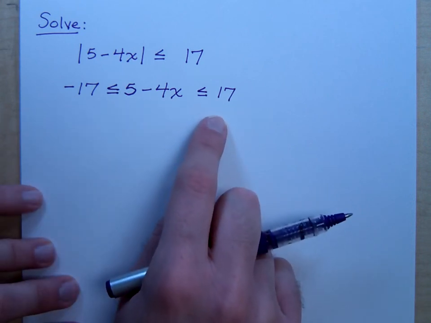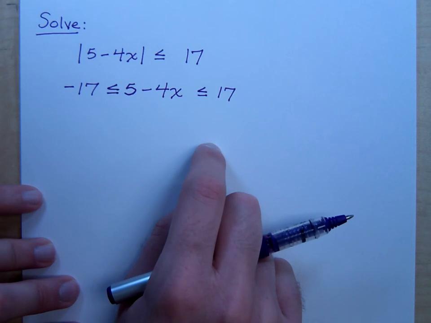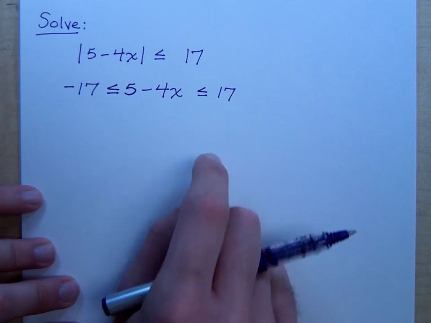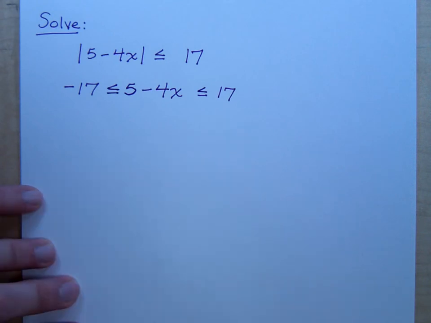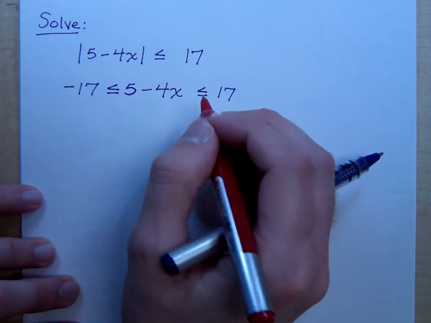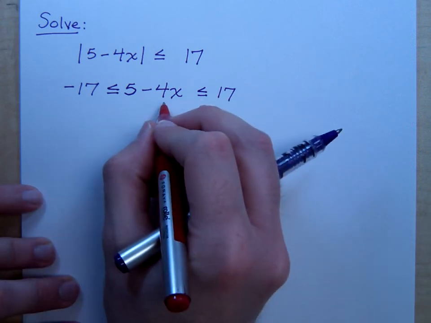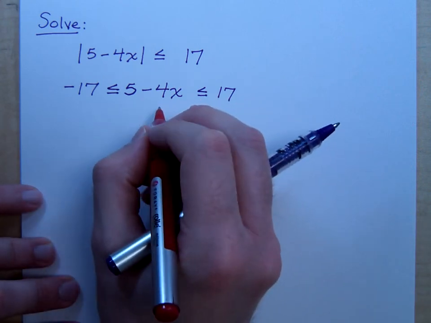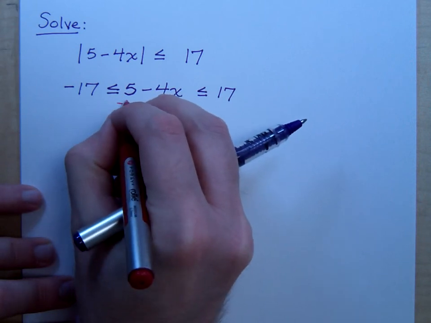What would I do first? Subtract them from the 5, or do you mean subtract 5 from everything? I need to subtract 5 from everything because, remember, in a three-part inequality, you have to keep your variables where? In the middle. At the very end, x is supposed to be in the middle. So I'm going to subtract 5 from all three parts.